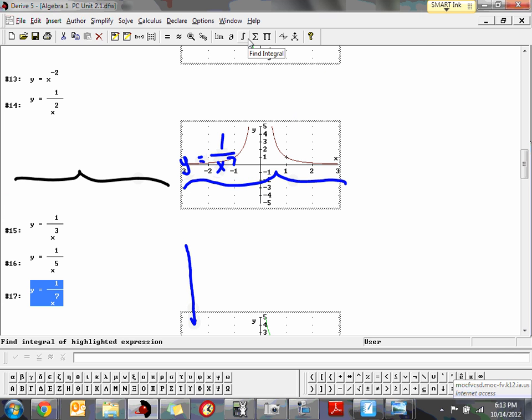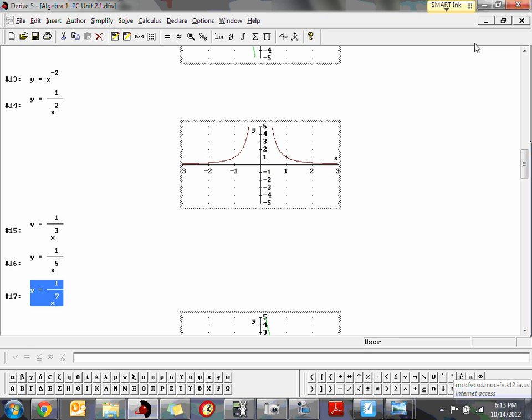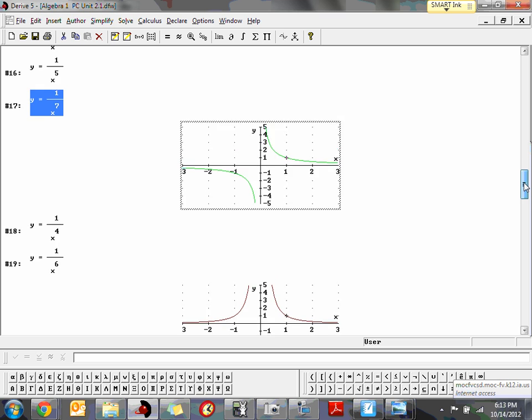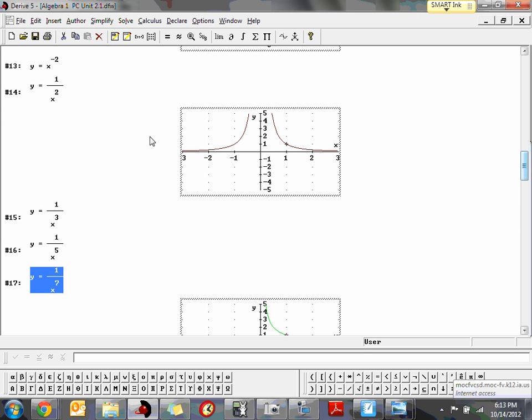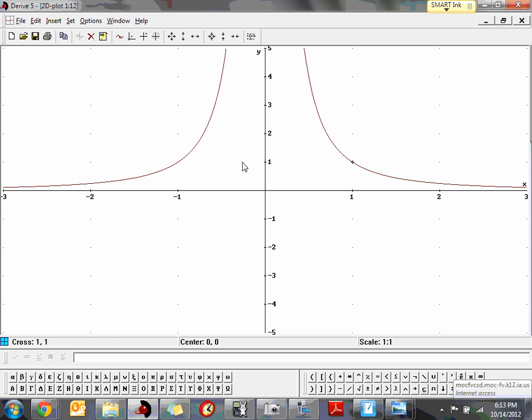Now that's if our power is odd. I'm going to clear the ink and we're going to take a look at some of our even powered graphs. So we're going to go back to our basic even powered inverse power graph, our volcano graph. So this is y equals 1 over x squared.